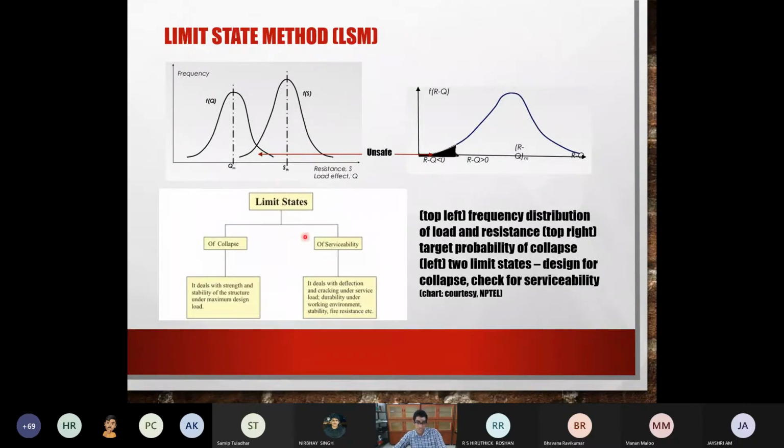Based on that, you also define two limit states. One is something which is actually going to make your structure collapse. The other is the one which will cause other hindrances to your structure, like excessive deflection or vibration. Durability means things like water leaking and some patches forming on the structure, etc. Those kinds of things are limit states of serviceability. So these things you saw till last week.